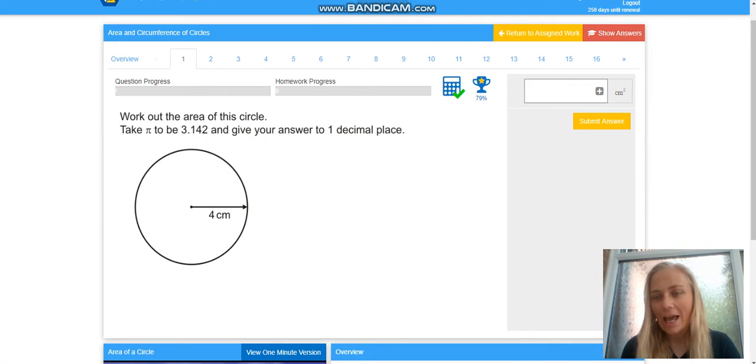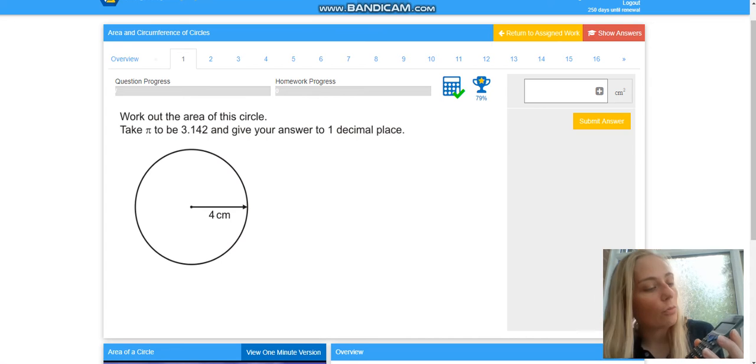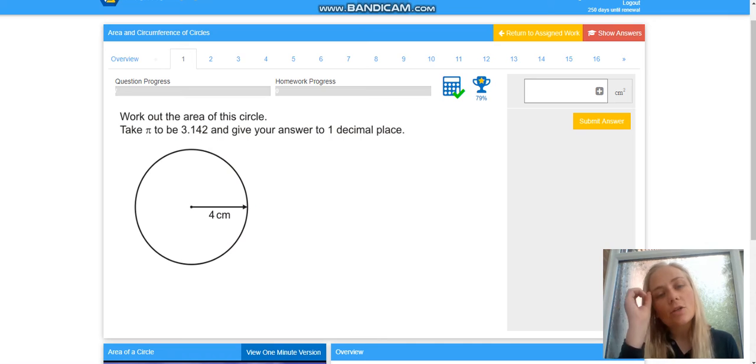That's the radius, okay? So here we would do pi, which is 3.142 etc., times the radius squared. We would do 4 squared, which is 4 times itself, which is 16. So we would just do pi times 16, and you can do that on your calculator. If you remember, you press the shift button and then look for the little pi icon, and then it comes up on your screen, okay? So you just do pi times the radius squared.